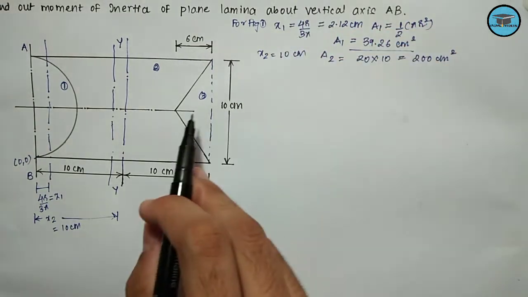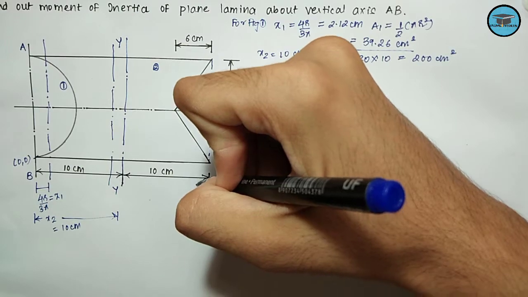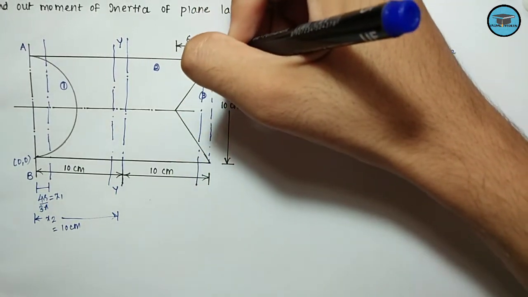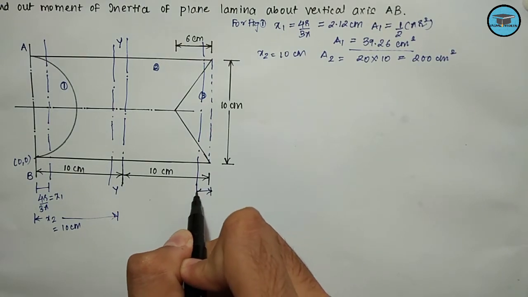Similarly for this triangular region, the centroid will be passing somewhat like this, and it will be lying at a distance of 10 by 3 from this end.